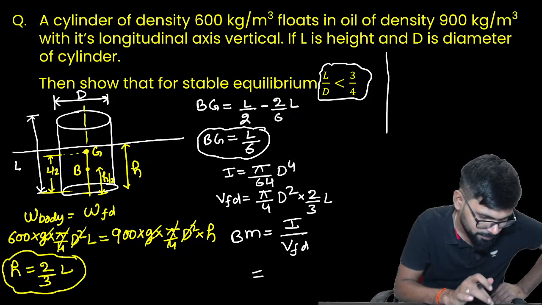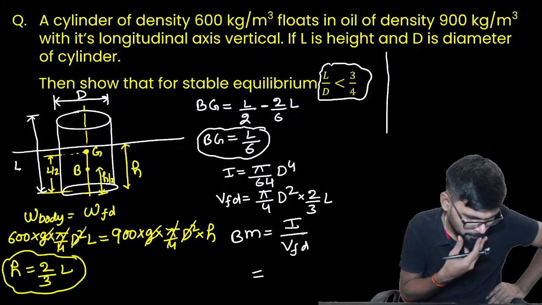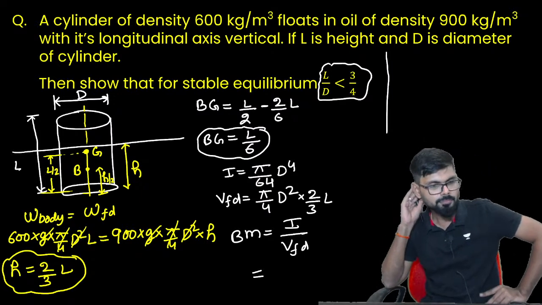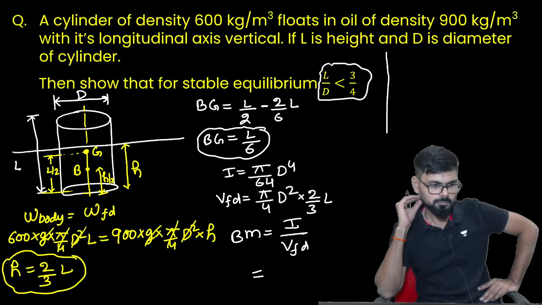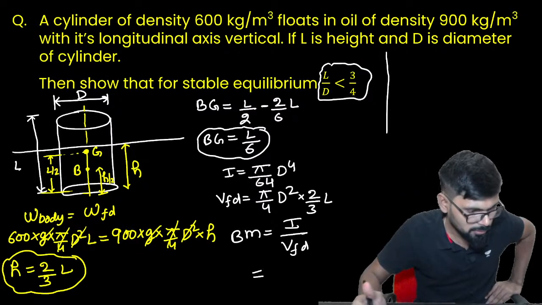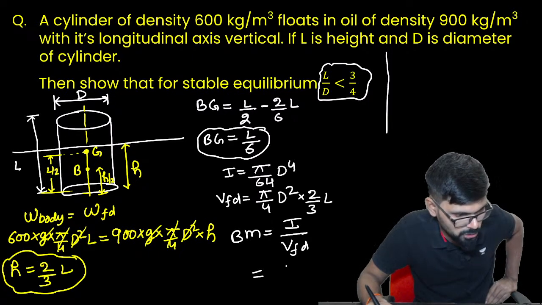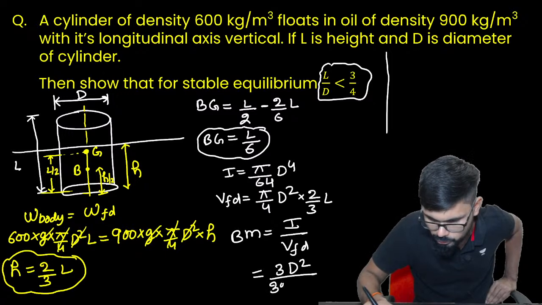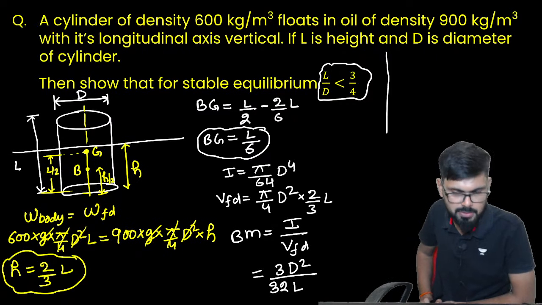Solve it fast. Yes, solve it fast. So I think it will come 3D square by 32 times of L. Is it correct? Check once, just check once.